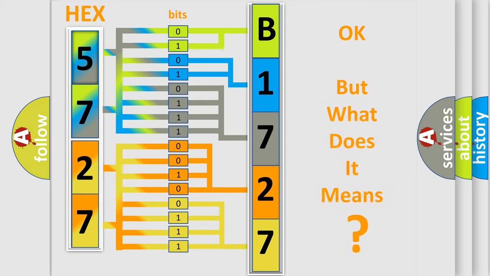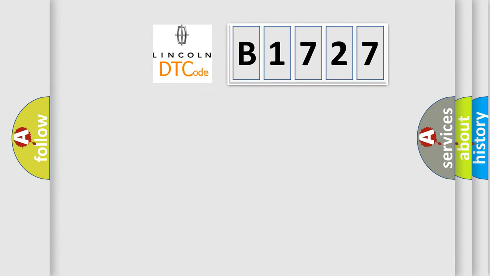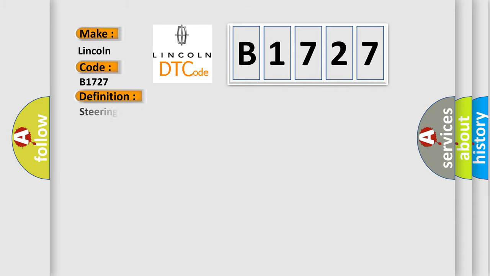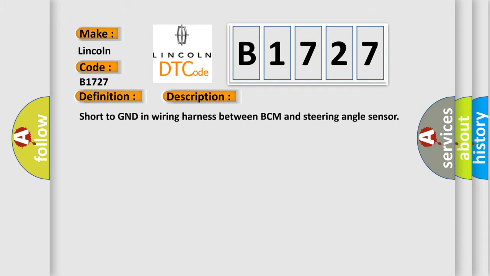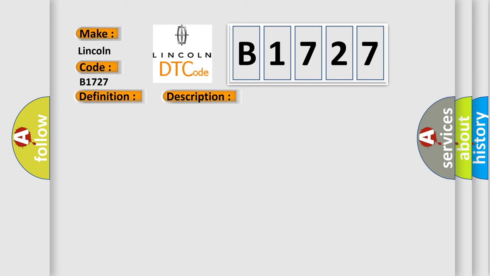The number itself does not make sense to us if we cannot assign information to what it actually expresses. So, what does the diagnostic trouble code B1727 specifically interpret for Lincoln vehicles? The basic definition is steering phase C circuit short to ground. And now a short description of this DTC code: short to GND in wiring harness between BCM and steering angle sensor.